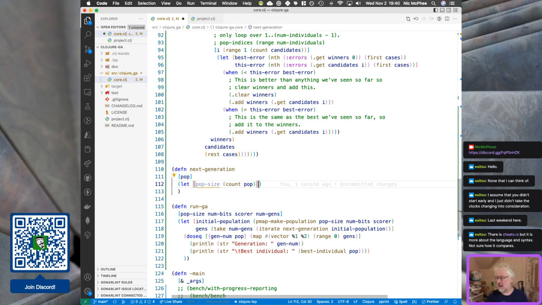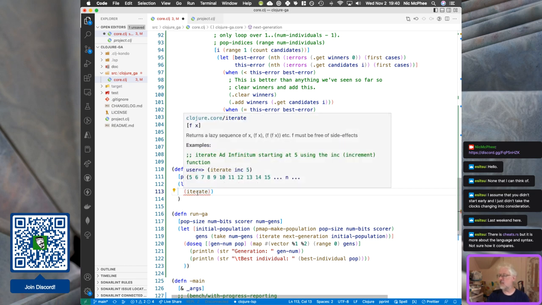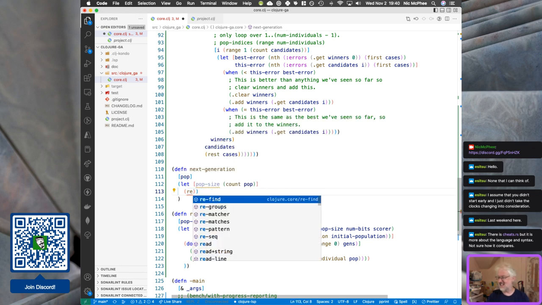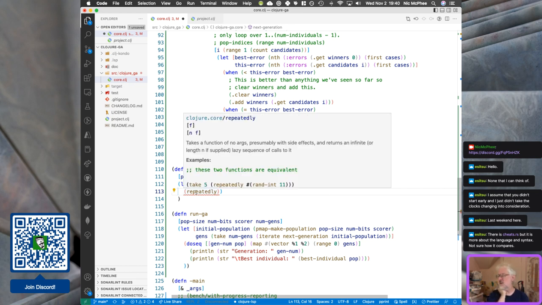So we know how many we need. So we basically need to iterate. So iterate is not what we want. We want repeat. I think it's repeat. Repeatedly takes a function or a number and a function and calls that function that many times. But that says a function of no arguments, presumably with side effects. And we don't want side effects.